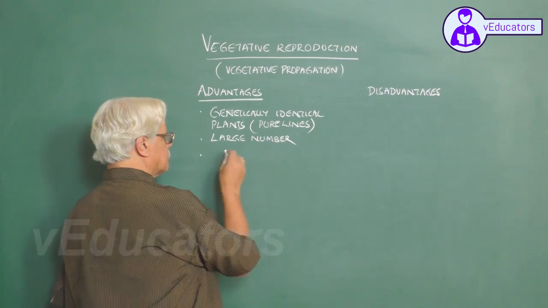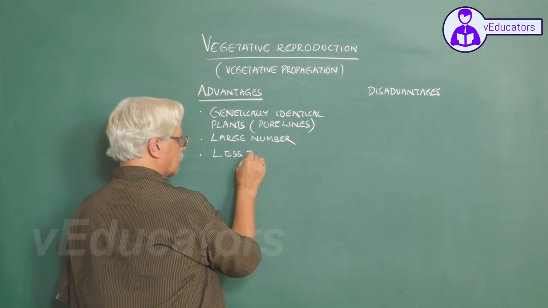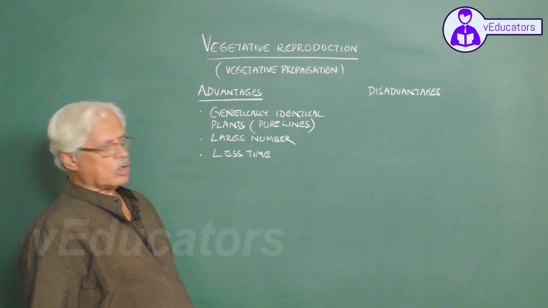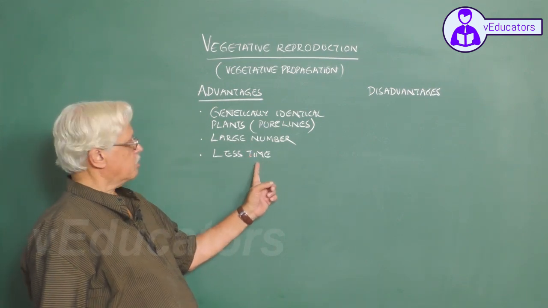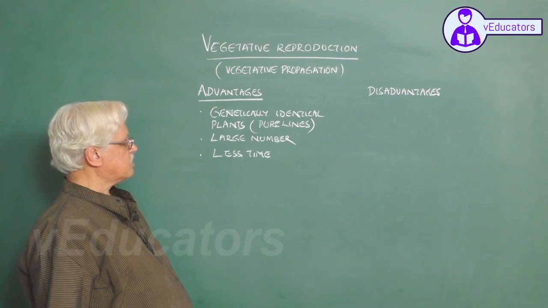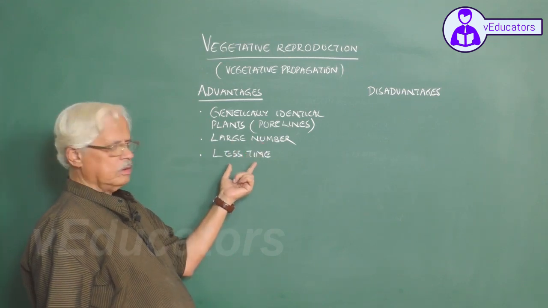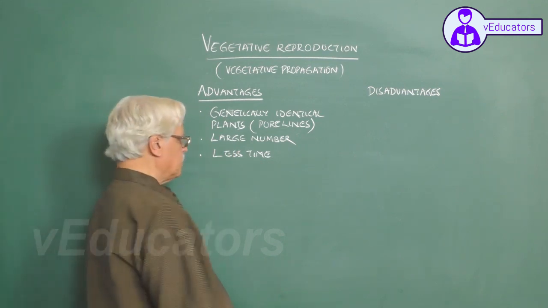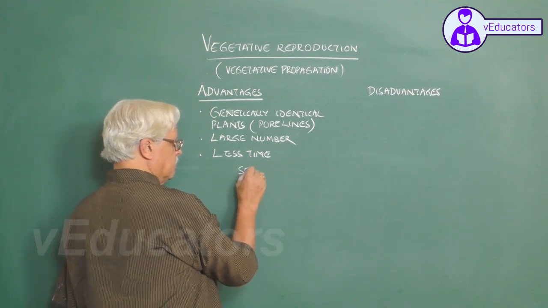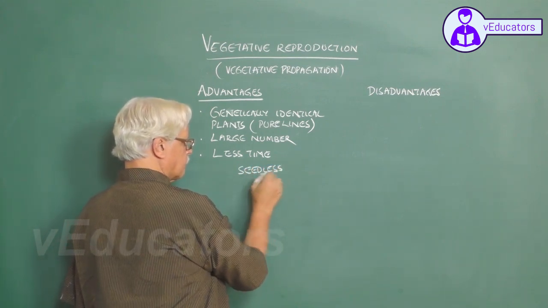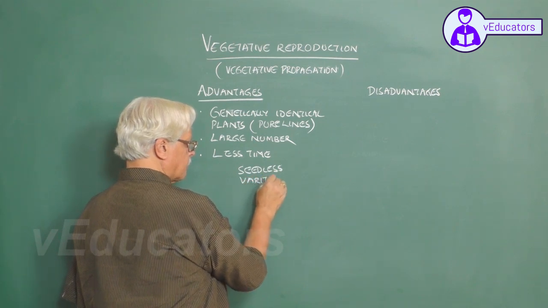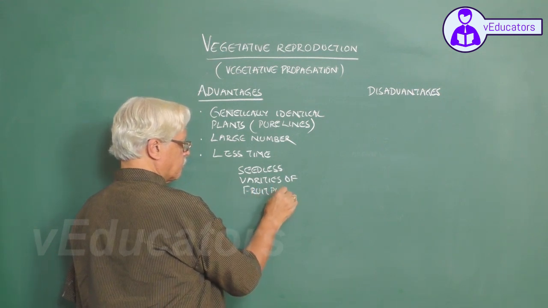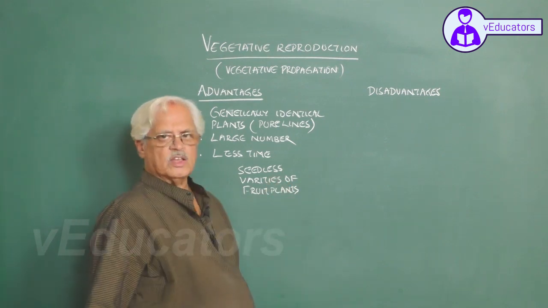One more advantage is time required is very less compared to natural processes of reproduction. So genetically identical plants, large number can be obtained in a less period of time. Therefore, vegetative propagation is particularly practiced for producing seedless varieties of fruit plants.